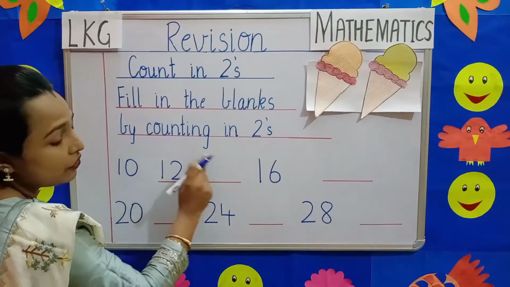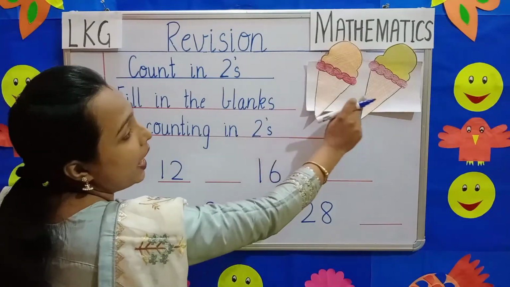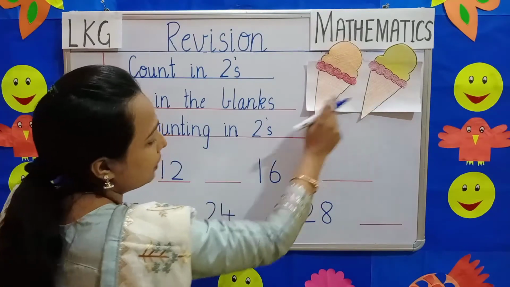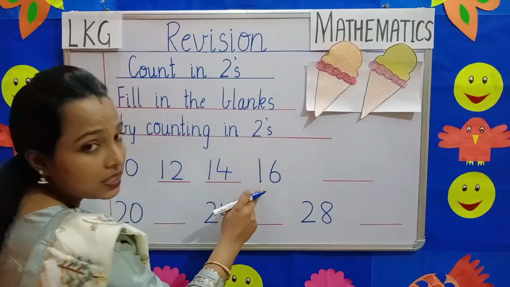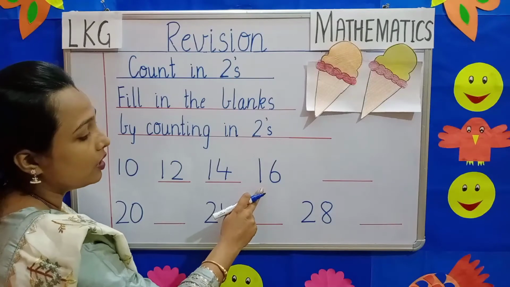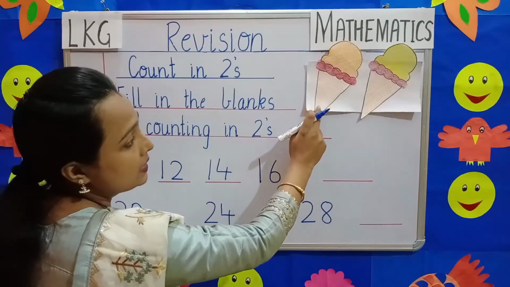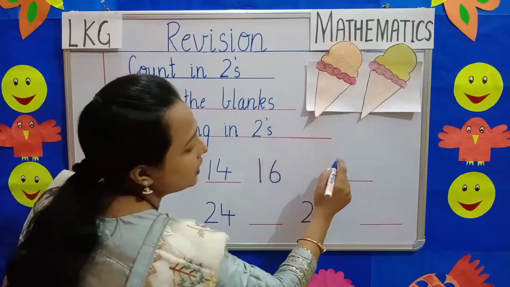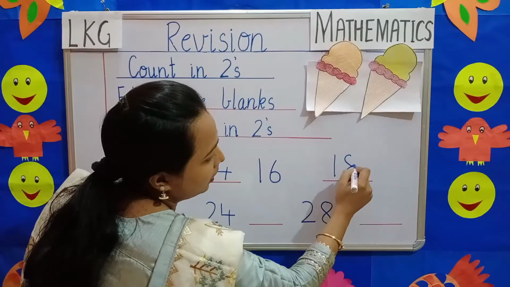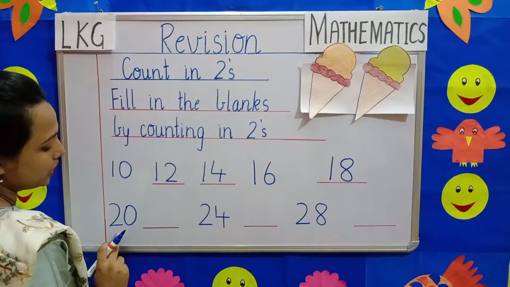Now, what shall we write after 12, children? Again, we count two numbers, 13 and 14. So, 14 becomes our answer here. Now, next number here is 16, which is already given. So, what shall we write here after 16? Again, we'll count 17 and 18. So, we skip 17 and we write 18 here. Now, what comes after 18? 20. It is already given.